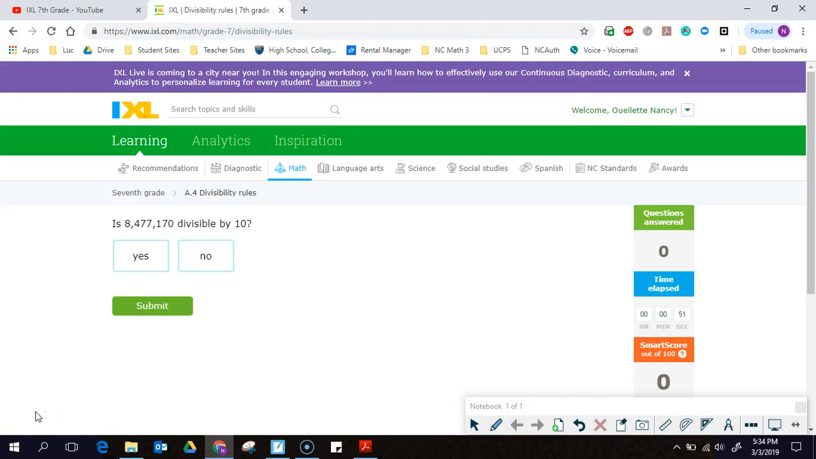8,477,170 divisible by 10? How do you know if a number is divisible by 10? Well, it has a 0 on the end of it. So because this has at least one 0 on the end of it, the answer is yes, it is divisible by 10.